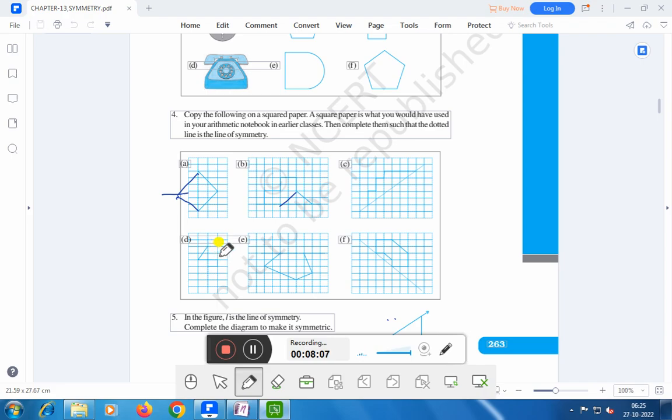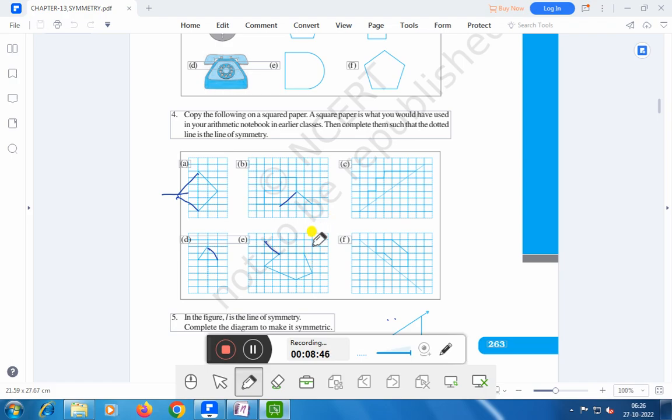First of all, we are drawing question D. Question D is like a triangle. That means the line of symmetry will be this one. This divides the triangle into two equal halves, right? Now this is the line of symmetry, so you have to draw like this. This line should be equal to this line, and this line should be equal to this line.